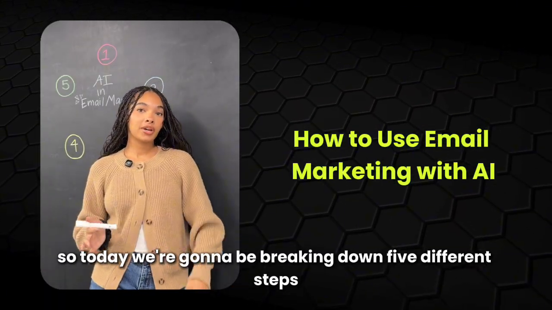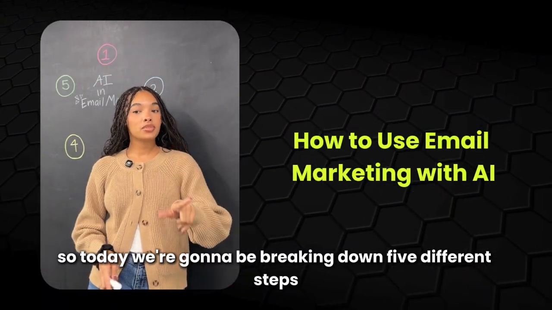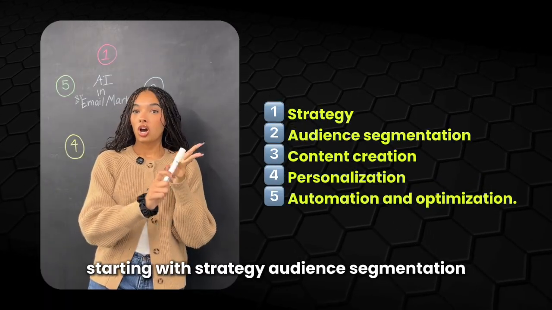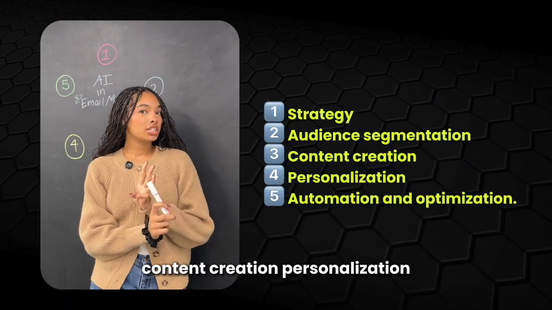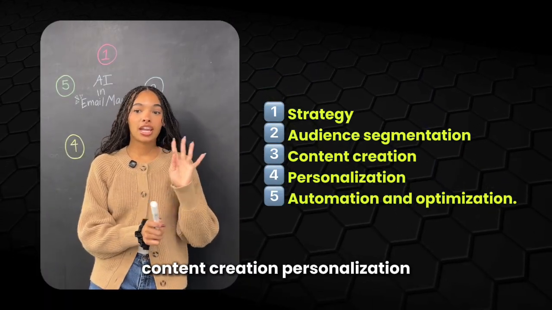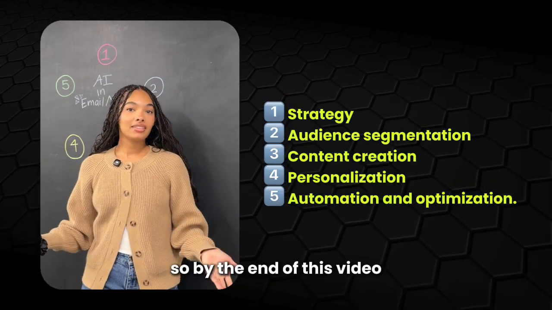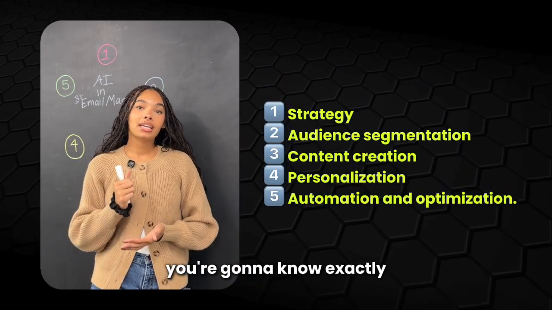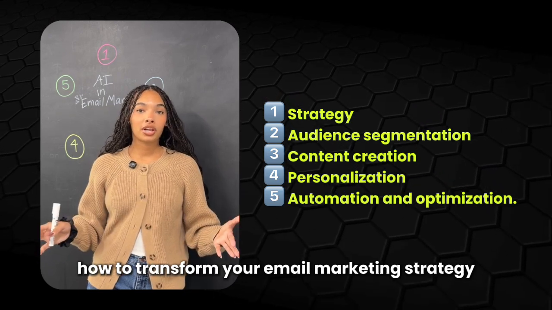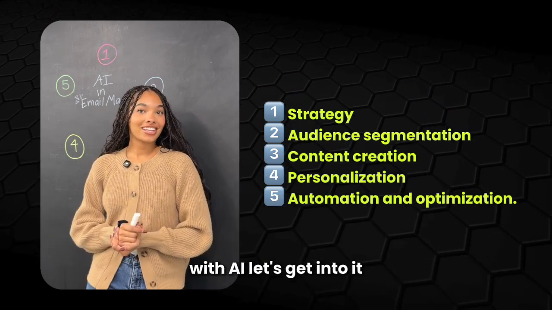So today we're going to be breaking down 5 different steps, starting with strategy, audience segmentation, content creation, personalization, and automation and optimization. So by the end of this video, you're going to know exactly how to transform your email marketing strategy with AI. Let's get into it.